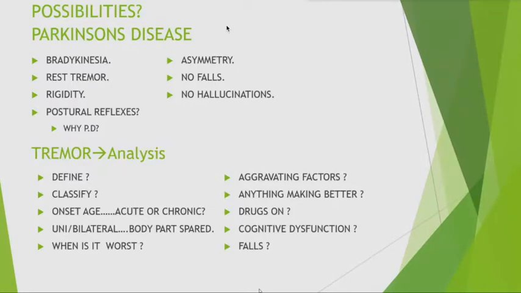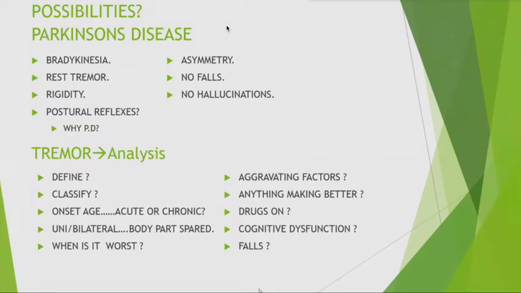Essential tremor starts early. Essential tremor has got a bimodal onset. It can be in adolescence or it can be later in life. So, okay. Wilson's disease, it may appear early.